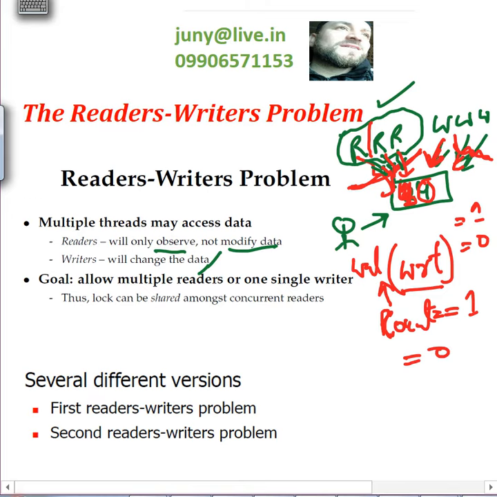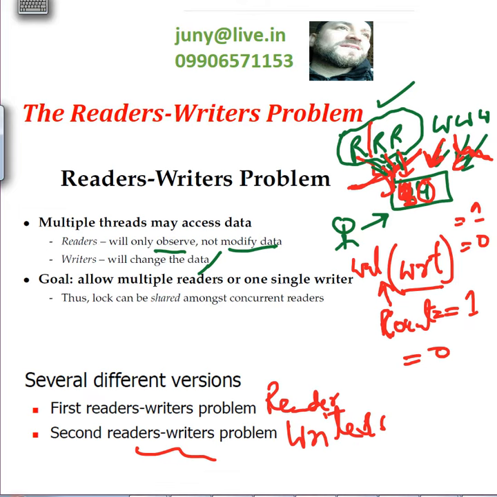What I'm describing gives precedence to the readers: the first reader blocks all the writers. Or you may give the writer the precedence. Depending on that, we have two solutions: the first readers-writers problem and the second readers-writers problem. In the first, the reader is the boss and we give preference to the readers, and in the second we give precedence to the writers. Let's see these algorithms; they are very simple.